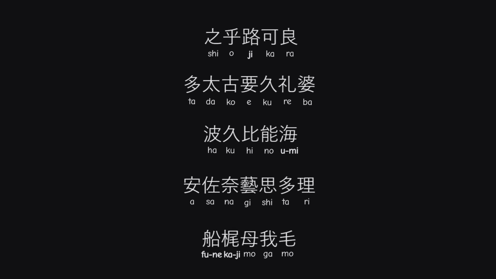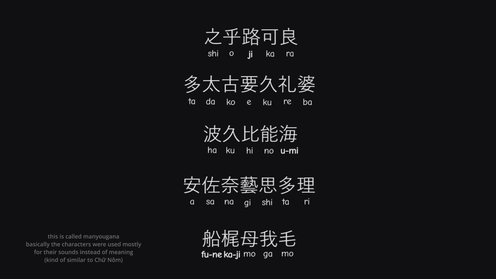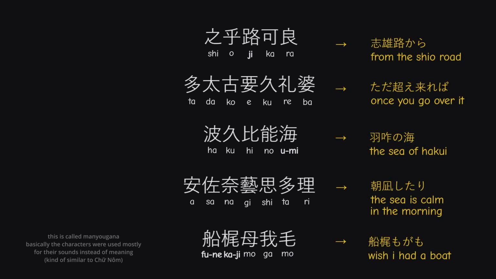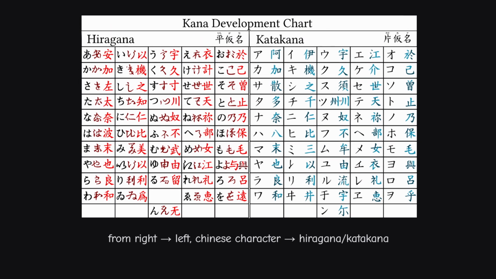The Japanese began developing their own writing system, which was still full Chinese characters, but it was actually a clever system used to reflect how Japanese sounded like. And as time goes by, this writing system simplified into the three scripts that we know and love today.